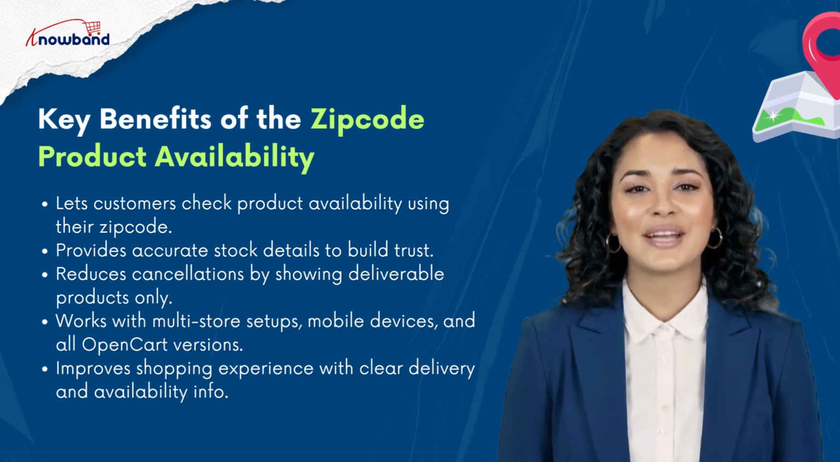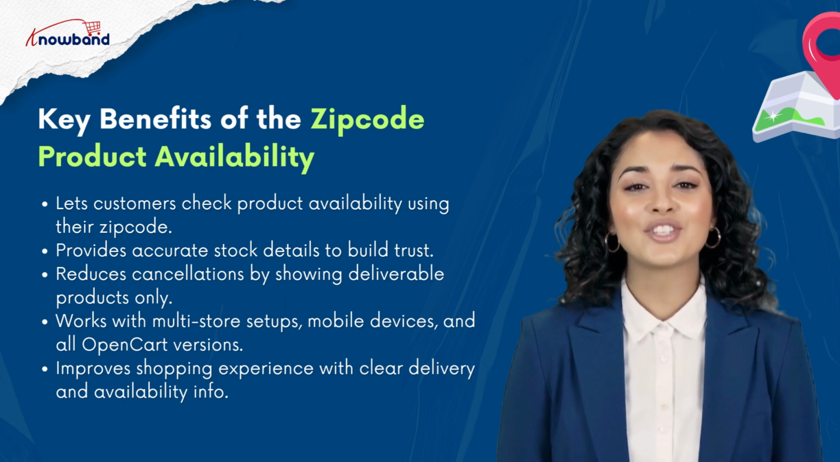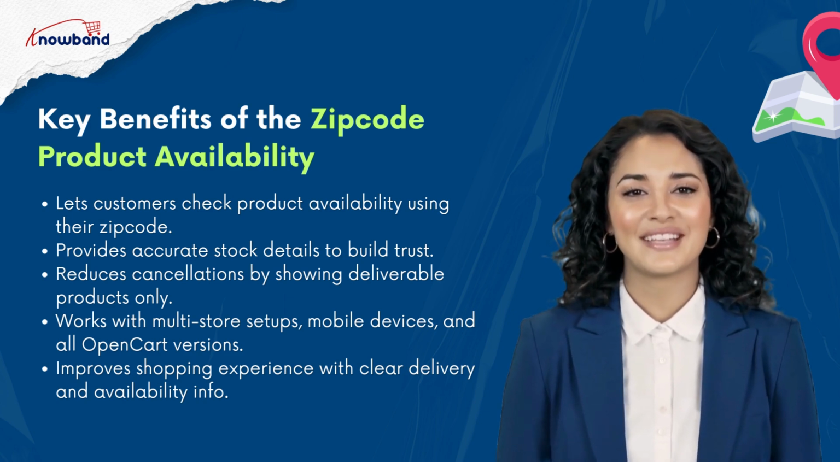Reduces cancellations by showing deliverable products only. Works with multi-store setups, mobile devices, and all Opencart versions. Improves shopping experience with clear delivery and availability info.